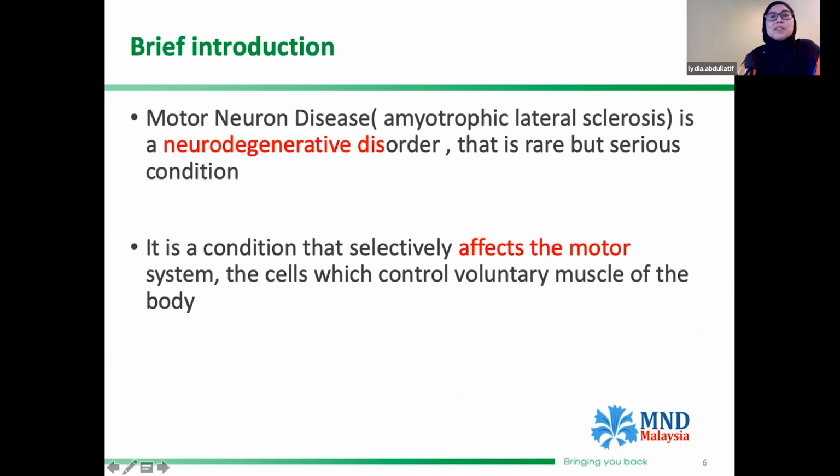Motor neuron disease is a neurodegenerative disorder that is rare, but it's a serious condition. It is a condition that selectively affects the motor system, of which the cells control voluntary muscles of the body. So like what Dr. Ichin said, it has nothing to do with the oxygen, it has nothing to do with the lungs, but mainly the muscles.